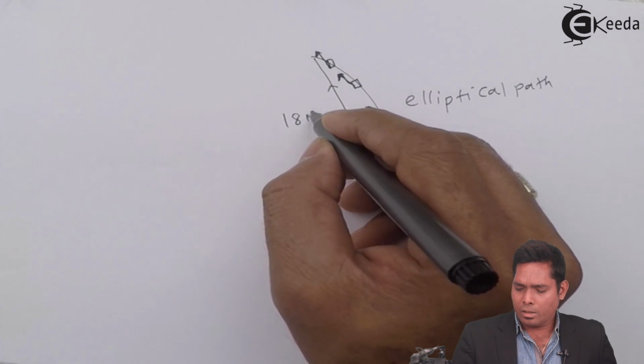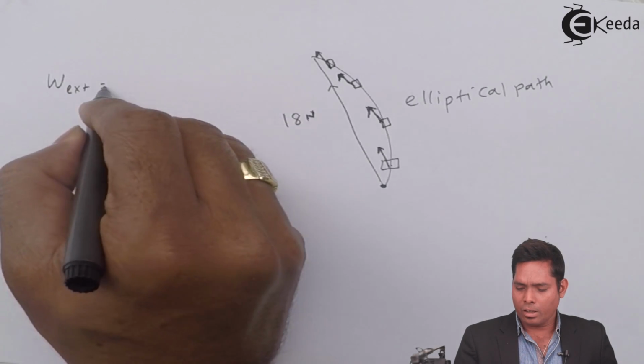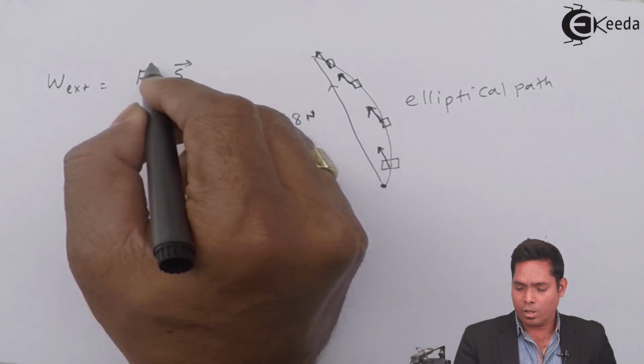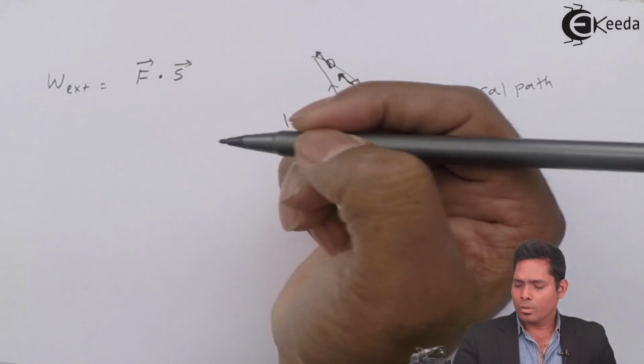So to find the work done by external force, we write force dot S. This is how you find the work done. This is the dot product of the force that is applied and the displacement.